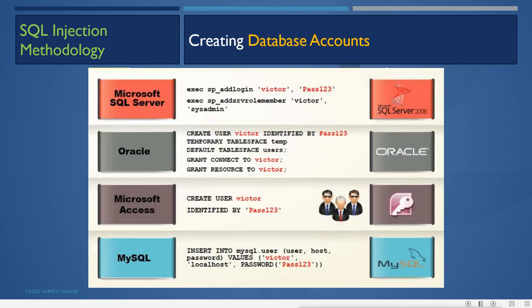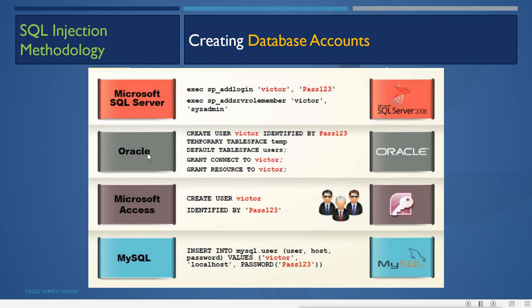Now for creating a database account. In Microsoft SQL Server, it will run like this: execute sp_addlogin username password, and sp_addsrvrolemember Victor, sysadmin. Like it will become Victor as a sysadmin, system admin. So with the first query it will create one user Victor with the password pass123, and then it will make that Victor user an administrator of the database.